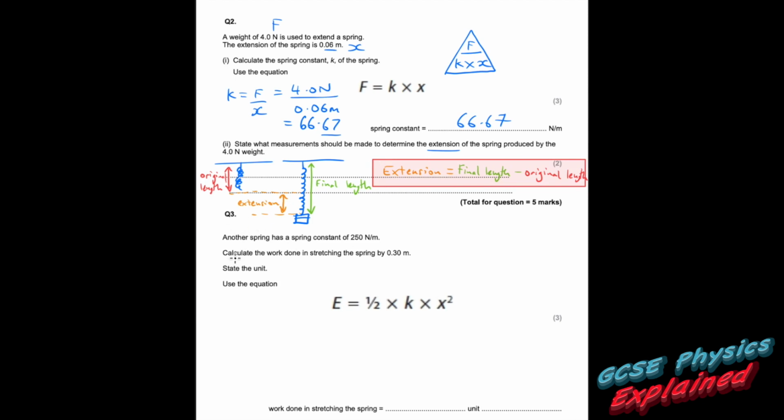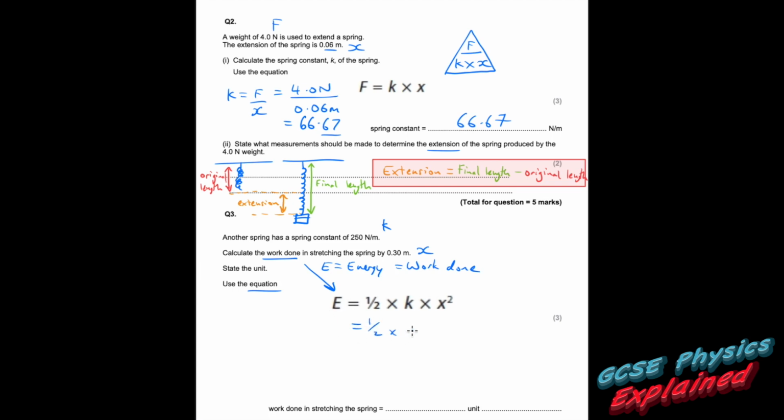Question 3. Another spring has a spring constant of 250 newtons per metre. So that's k. Calculate the work done in stretching the spring by 0.3 metres. So that's extension. Now they have said work done, but the equation they've gave you is E. Well, remember, E equals energy, which also equals work done. So they're just basically asking you to work out E there. So we'll just pop the numbers in.